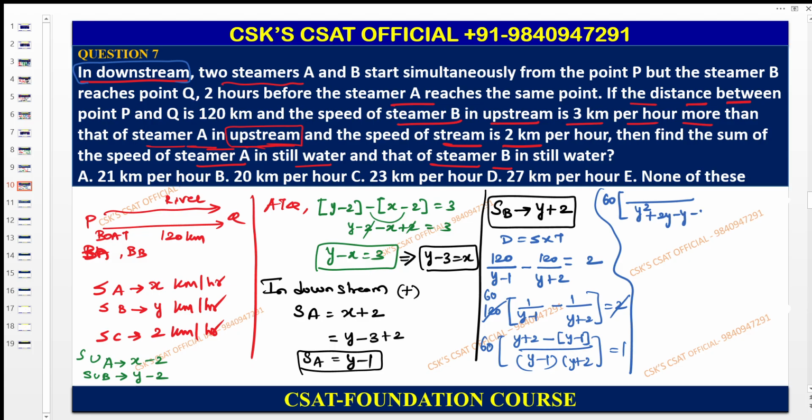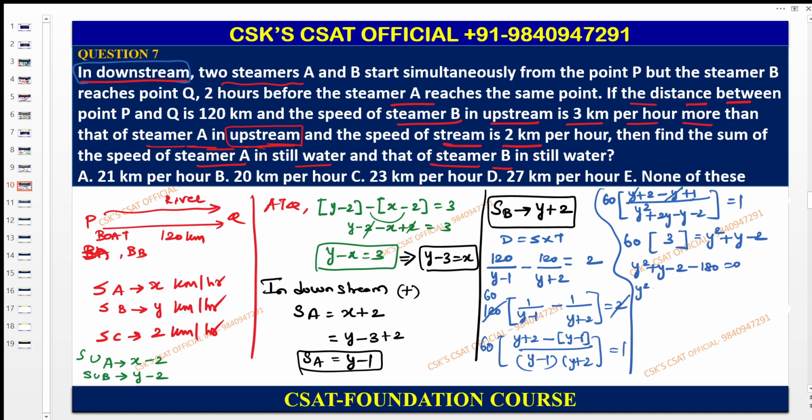Now you need to do the simplifications here. 120 you need to take as a common factor. Then 1 by y minus 1 minus 1 by y plus 2, which is equal to 2. We can cancel this one. This becomes 60. Now you need to take the LCM here. Y minus 1 here, y plus 2 here, which is equal to 1. Then cross multiply. Now please be careful here. Minus of y minus 1. Now you can simplify that one.